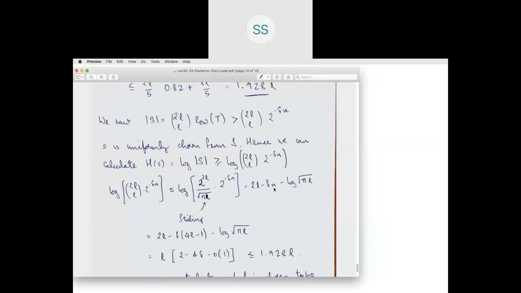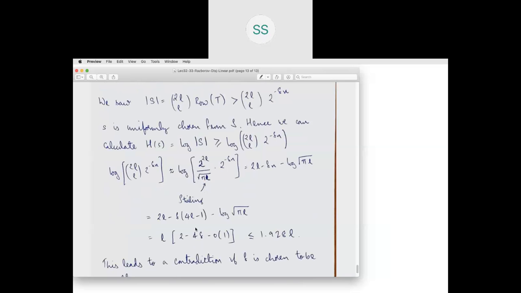And recall that n is nothing but 4L minus 1. So I can write this as 4L minus 1. And once I take L outside, you get 2 minus 4 delta here. And then you have minus log square root pi L divided by L, minus some delta divided by L. So basically this is a sub-constant thing, which I am denoting by little o of 1. So this is the entropy calculated in another way. We know that the entropy is at least this.